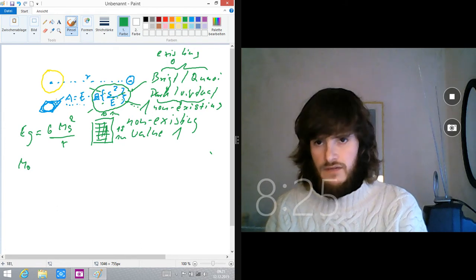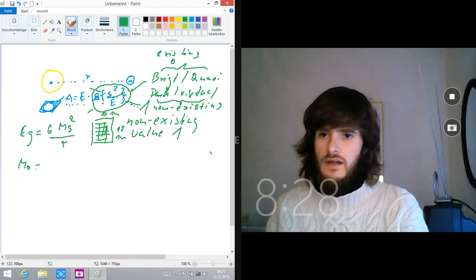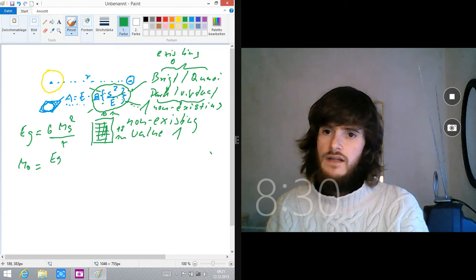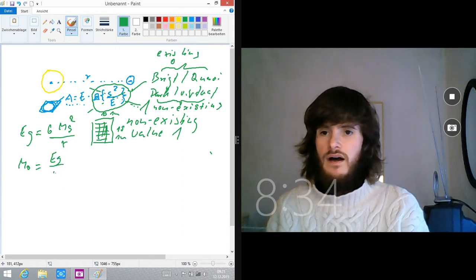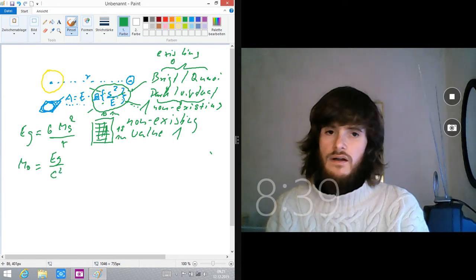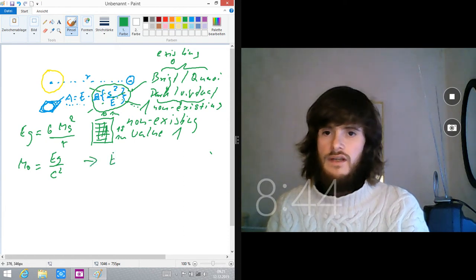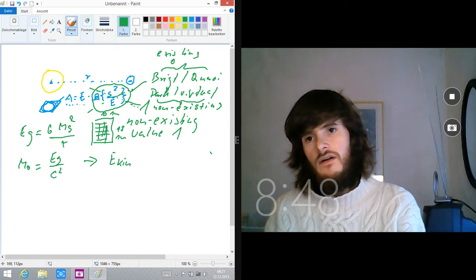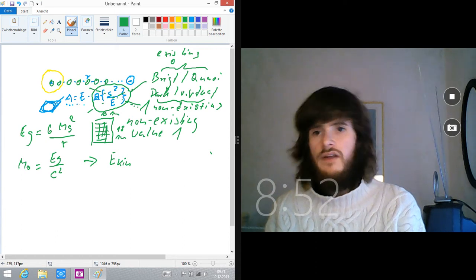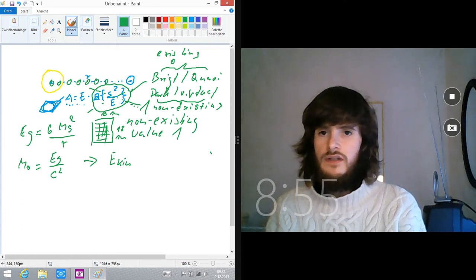To calculate the restness of it, we divide the gravitational energy by c squared, then we get the rest energy, the rest mass. And then we can calculate the kinetic energy for each location from here to here. Although there is nothing in the space phenomenologically, here are these surfaces everywhere.